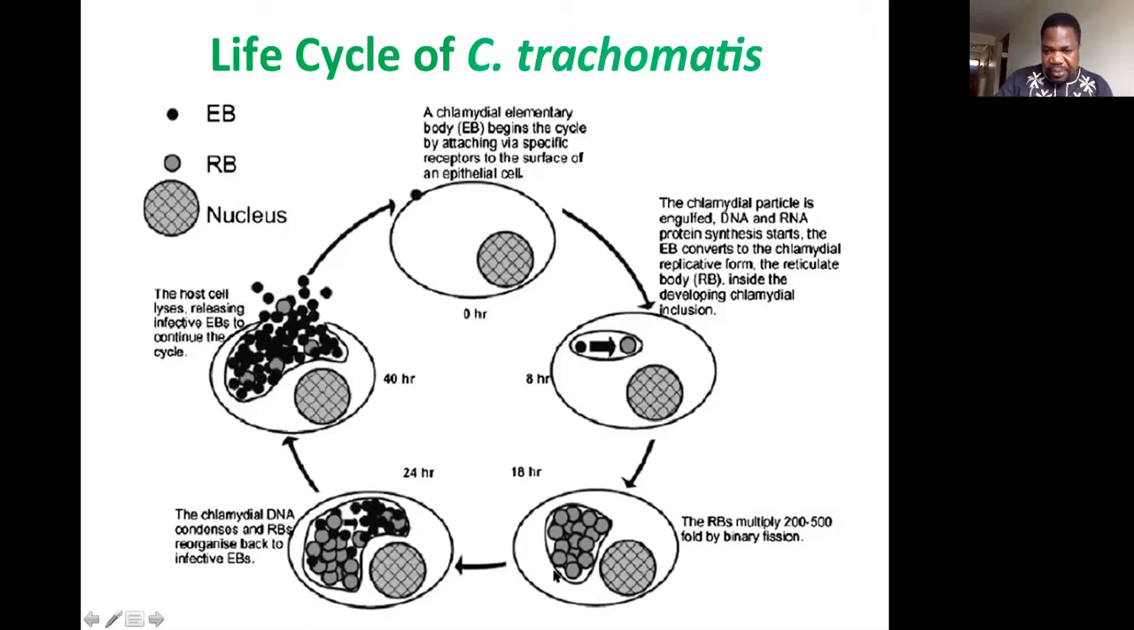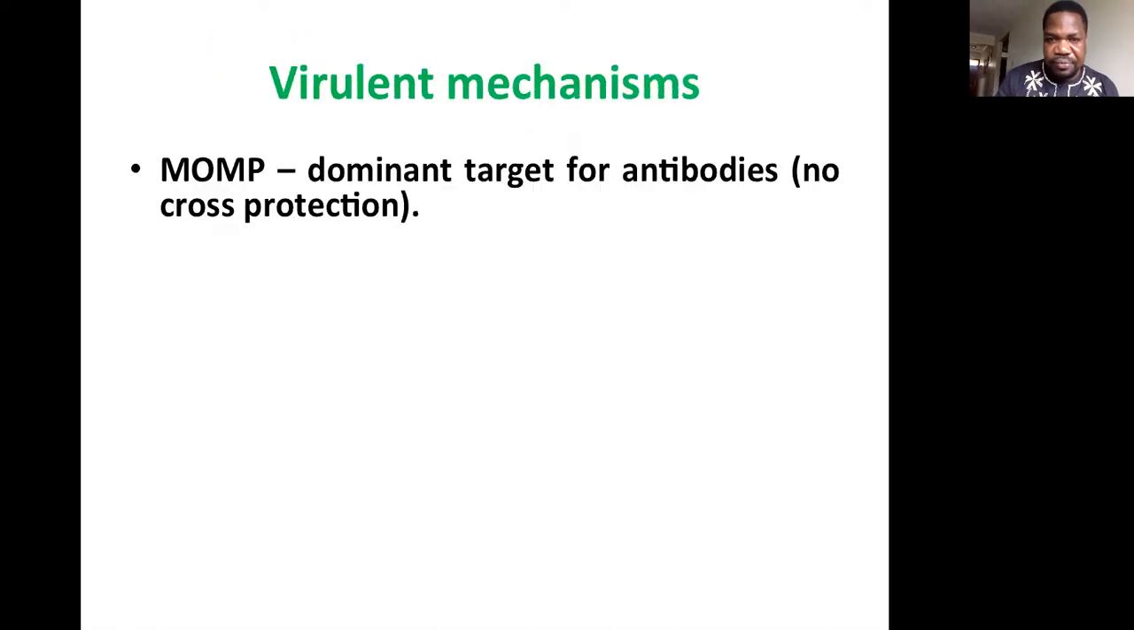Okay, so it replicates here by the mechanism of binary fission. After it has achieved a high number, the cell will rupture. When the cell ruptures, the reticulate body converts to elementary body. Then the elementary bodies are released outside the cells in order to infect many other cells. Then the cycle continues. That's where you develop a serious chlamydia infection.